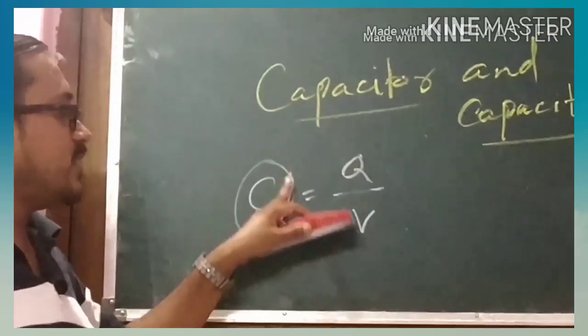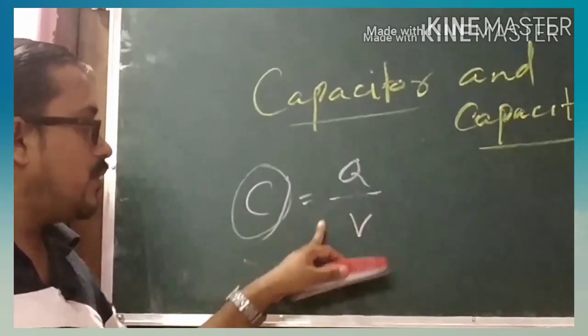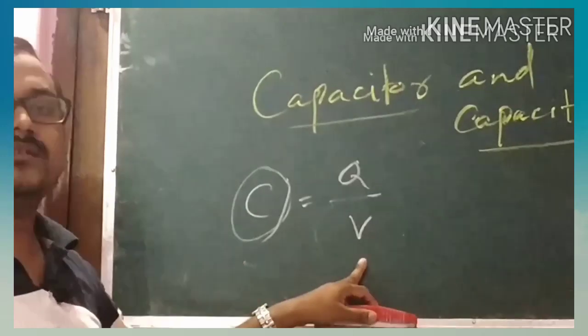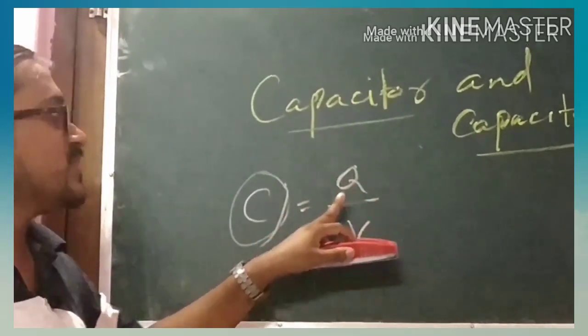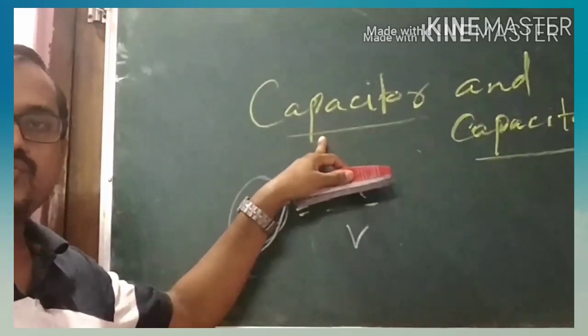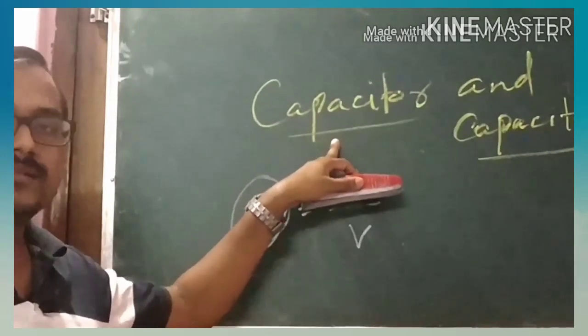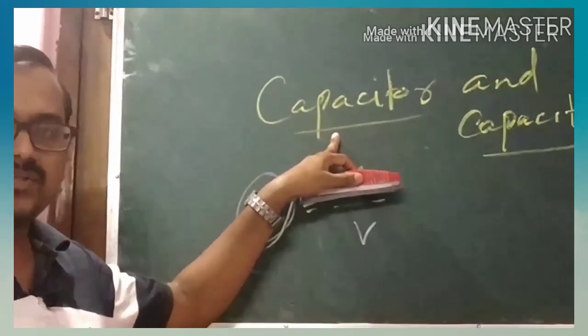So for getting a large value of capacitance, we have to make the potential difference very small for a given charge. This is the capacitor and its capacitance. Normally a capacitor is an element in the circuit, and it is used to store charge.